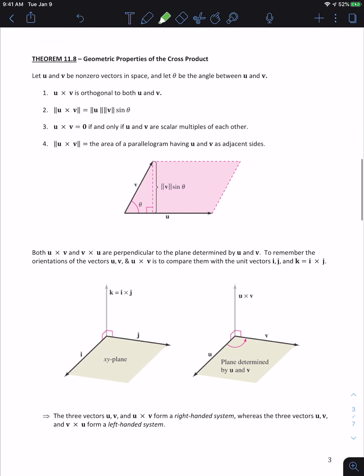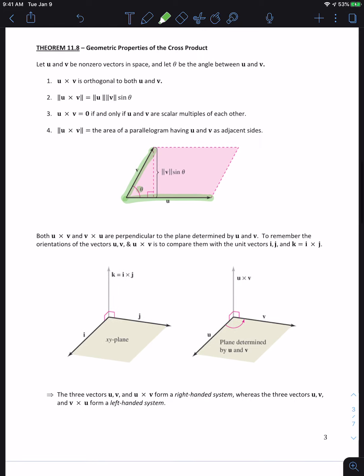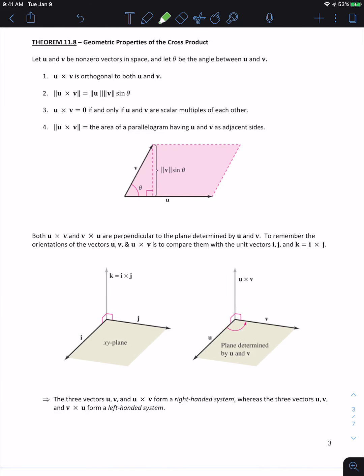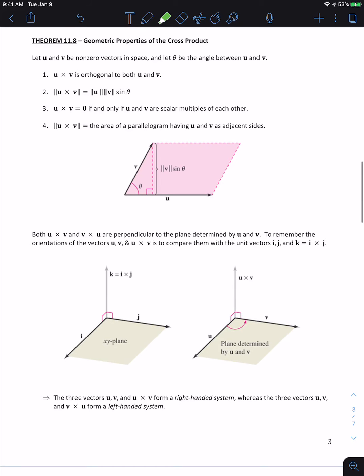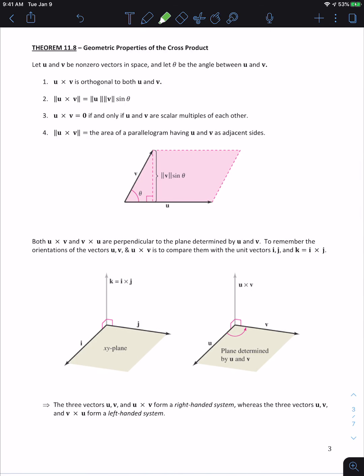Okay, so some interesting properties about the cross product. Let u and v be non-zero vectors in space, just like this vector, say this is our v and this is our u. And theta is the angle between them, just like the theta is there. If we have this situation, then u cross v is orthogonal to both u and v. We knew that because that was kind of what we had talked about at the very beginning for the definition of the cross product. But this theorem is basically, if you look at the book, they prove that u cross v is actually orthogonal to both u and v.